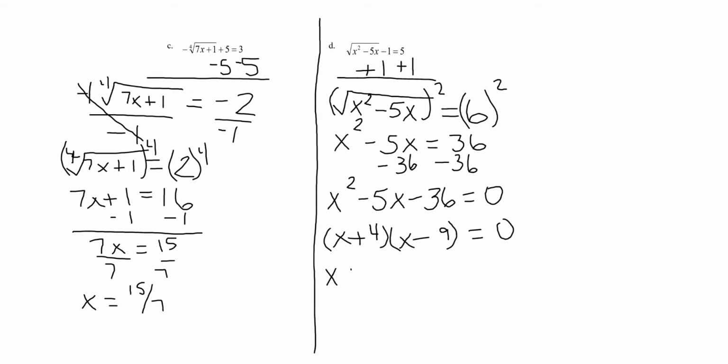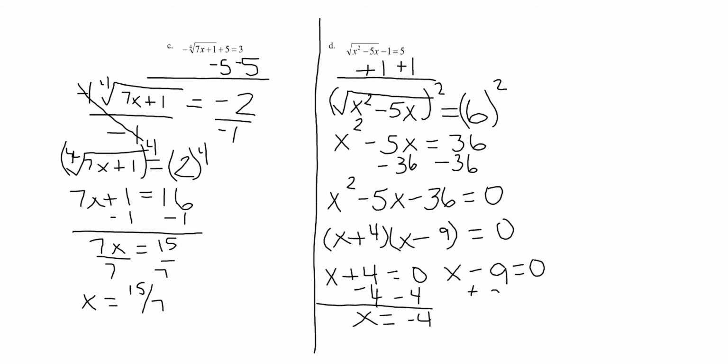So now I'm going to set those equations equal to 0 themselves and solve. So I'll subtract 4 from both sides here, and I get x equals negative 4. I'll add 9 to both sides here. I get x equals 9. So my two solutions here are x equals negative 4 and 9. And again, you do want to check. I'm going to check and show you.